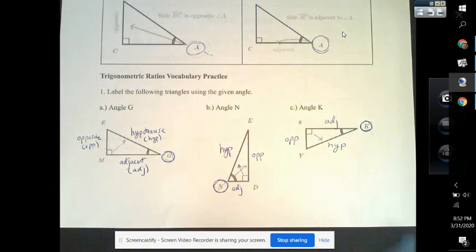Okay? So very, very nice. It's a good start. All right, that's our first learning target.